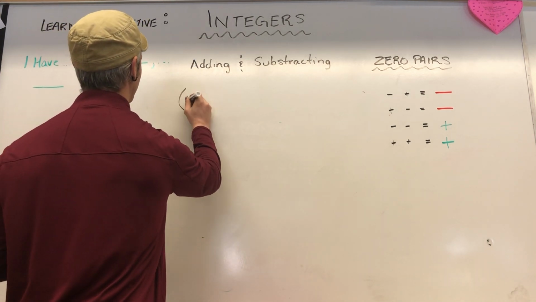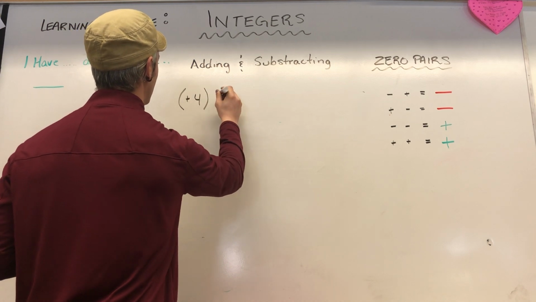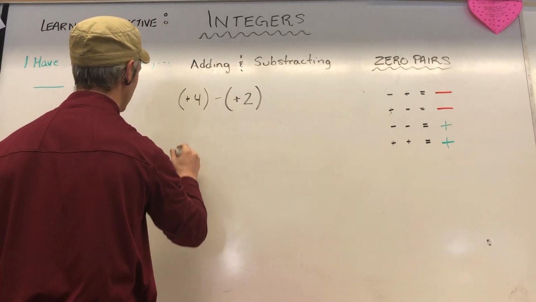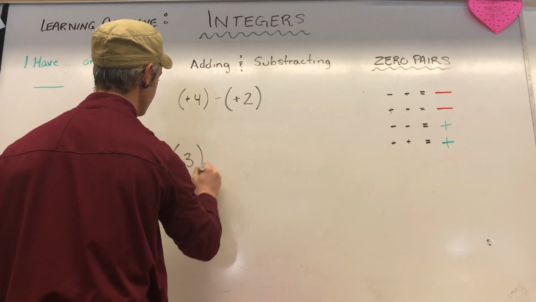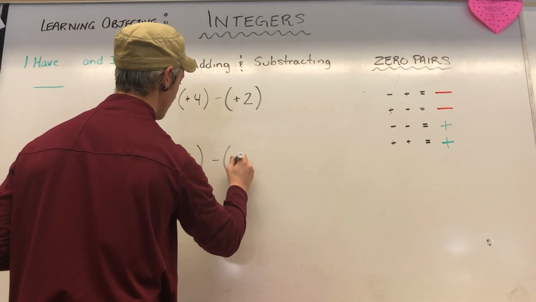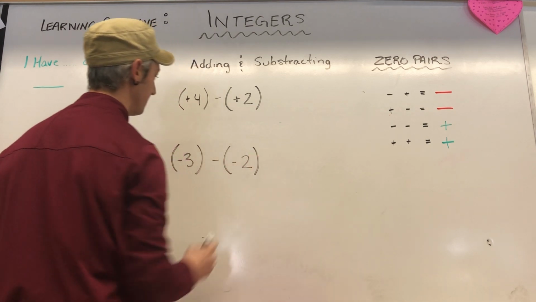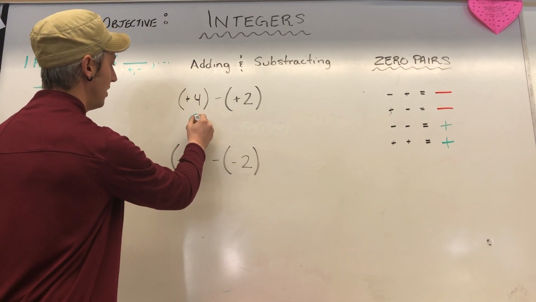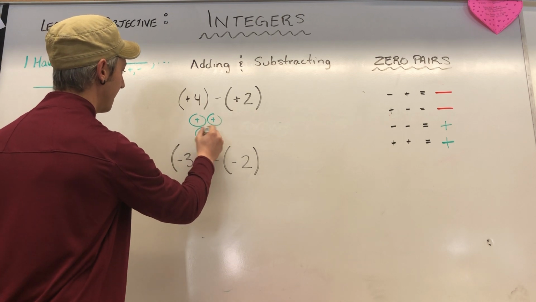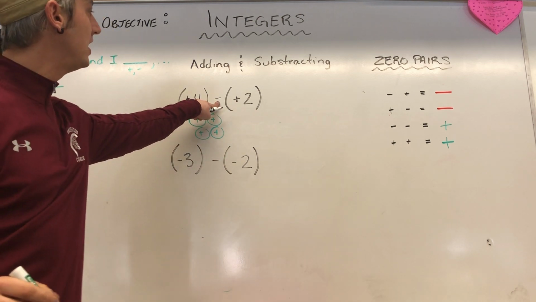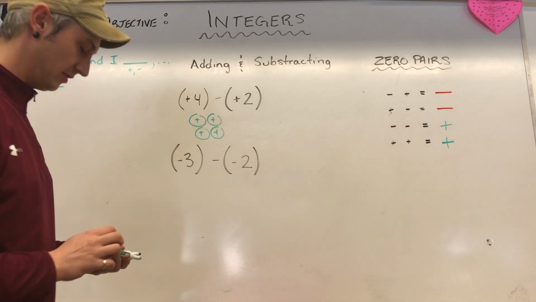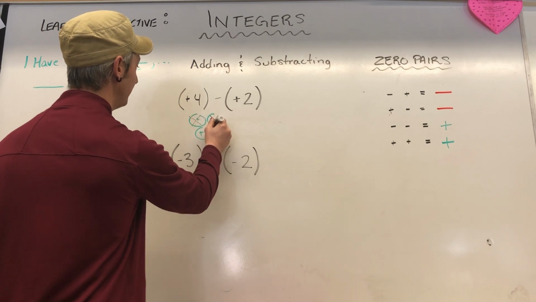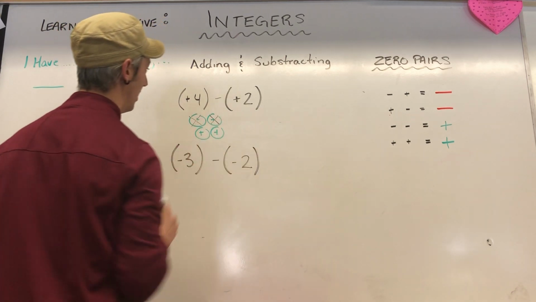So let's say I have positive 4, and let's say, there we go. Okay, here I have 4 positives, and I'm taking away 2 positives, which should be easy enough to do. I take away 2 positives, and I'm left with positive 2.